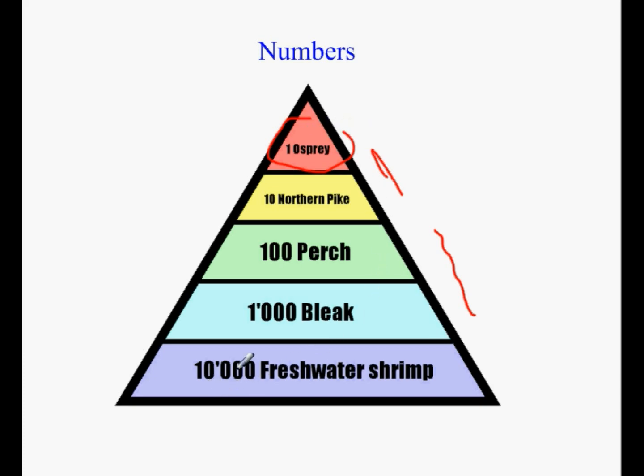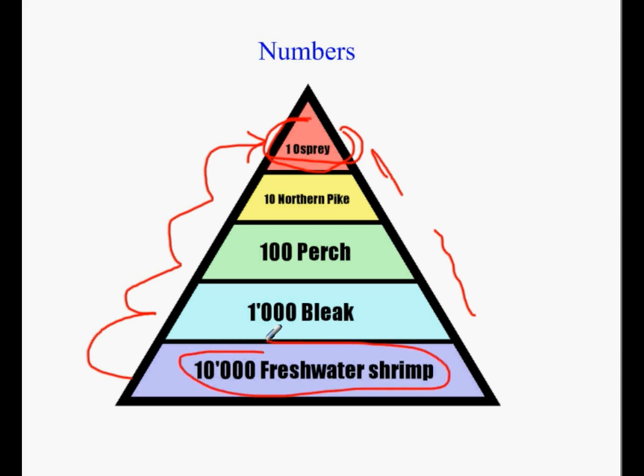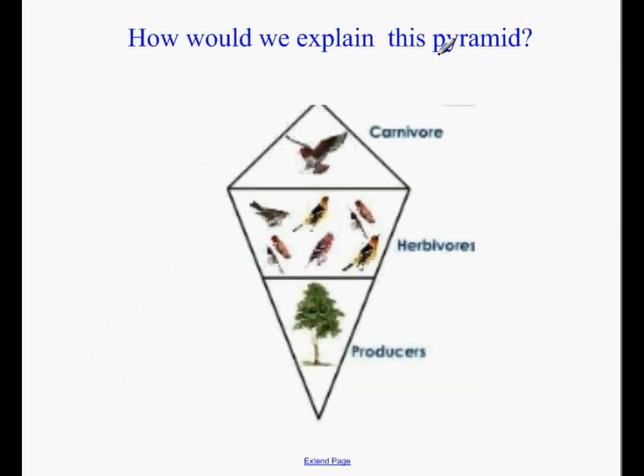Let's count them. 10,000, 1,100. I wish it wasn't always these nice even things of 10. It didn't have to be 10. But it sure looks like you have less and less and less of them as you go along. Okay. So in other words, it's very interesting. In order to maintain one osprey, wow, you had to have 10,000 shrimp down there at the bottom of the ecological pyramid. Okay, that one's easy to explain, right?